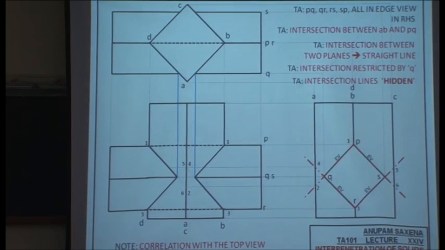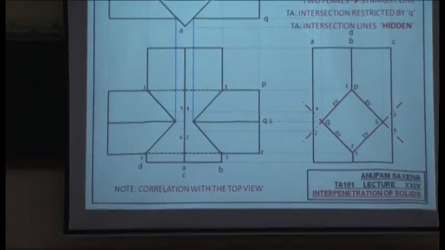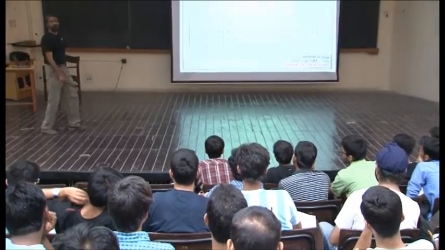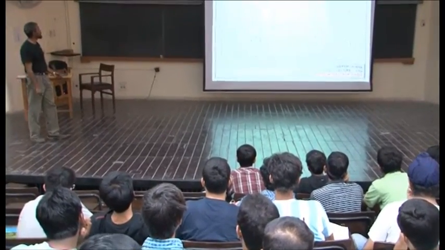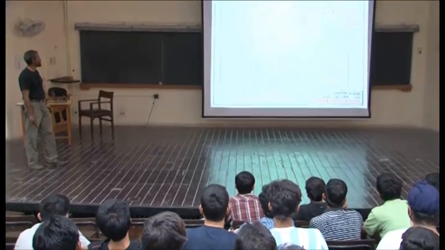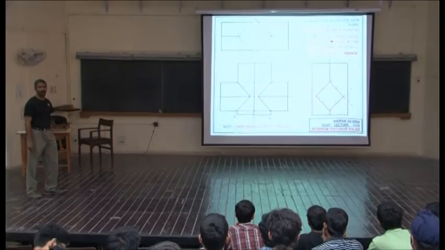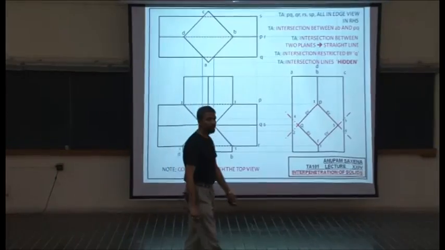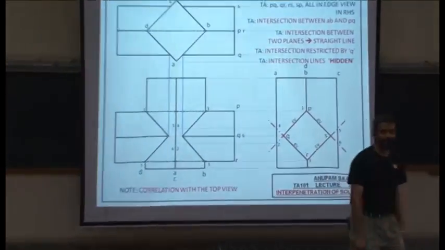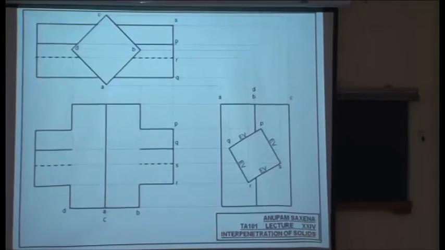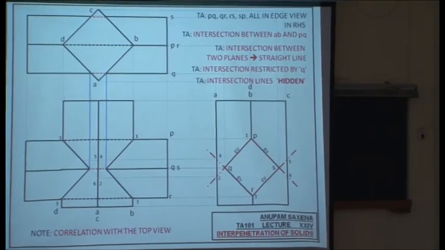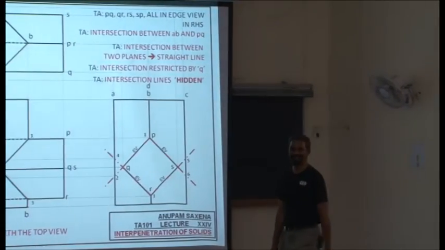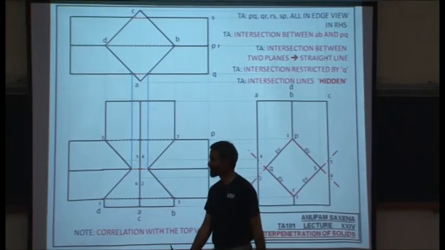Won't there be a hidden line? That's what my next question is. Think and analyze. What do you have to say about these hidden lines? This one, and this one. Are they going to be there, or are they not going to be there? Think about that.